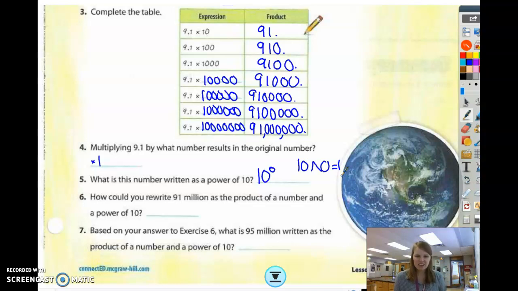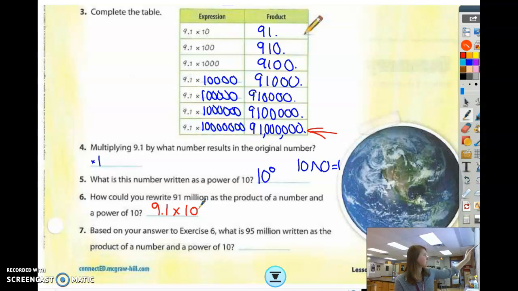Number 6 is saying, how could you rewrite 91 million? That was this big guy at the end. How could you write 91 million as the product of a number and a power of 10? Well, let's start with the original number they gave us, 9.1, times a power of 10. Okay?